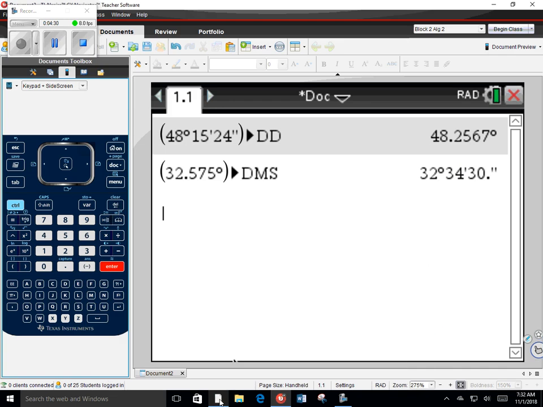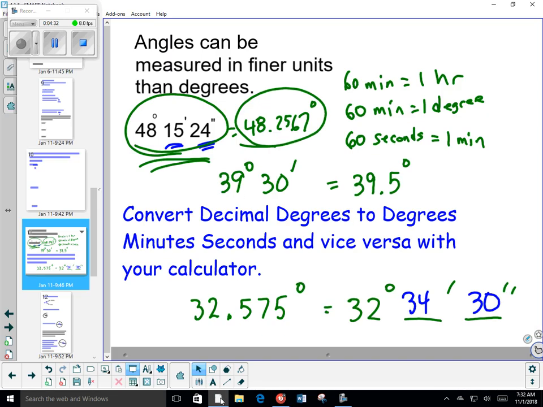All right. And so that's how to convert from degrees, minutes, seconds to decimal degrees, or from decimal degrees to degrees, minutes, seconds.